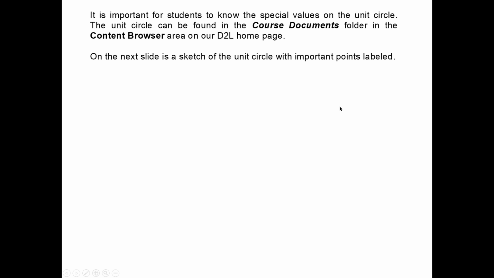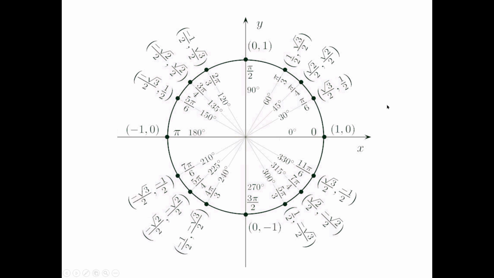It is important for students to know the special values on the unit circle. Again, if you're not one of my students, then you cannot find this in D2L because you don't have a D2L. On the next slide is a sketch of the unit circle with the important points labeled. So notice, here's the degree measure, the radian measure, the coordinates of the point. I'm sure you can find some place on the internet to download this.